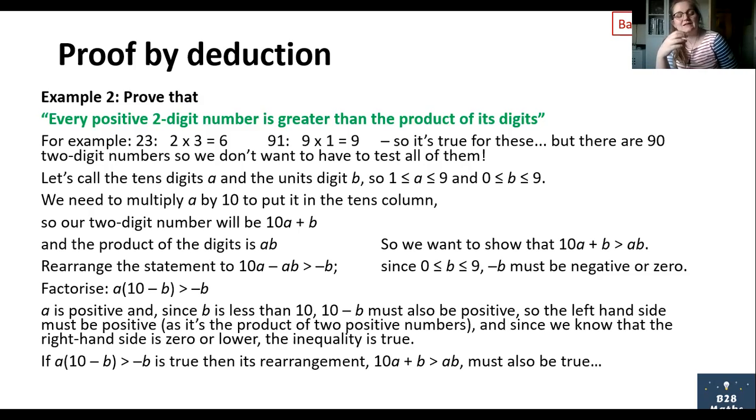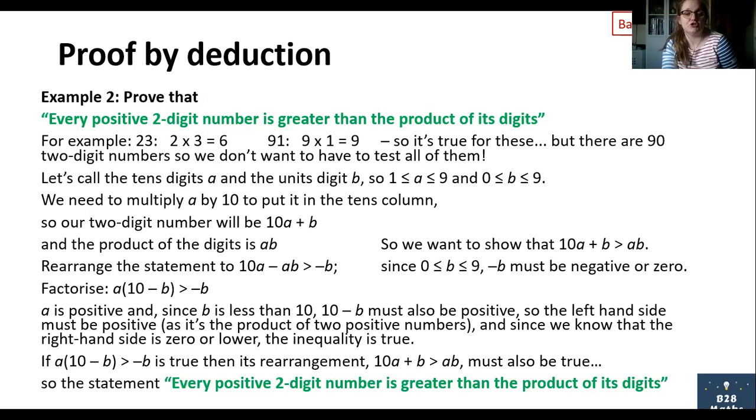So if A times 10 minus B is greater than minus B, it's true then that its rearrangement 10A plus B is greater than AB must also be true. So the statement, every positive 2-digit number is greater than the product of its digits, is proven to be true. We've used our algebra and factorizing to prove that every 2-digit number is greater than the product of its digits in a way that is quicker and easier than going through and doing 9 times 1 is 9, 9 times 2 is 18, and just spending a whole lot of time working through that.